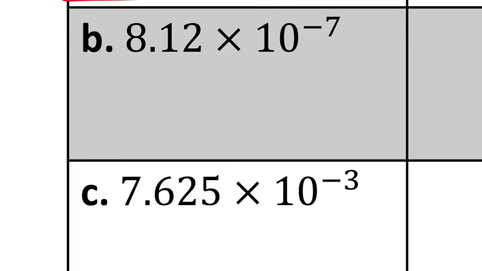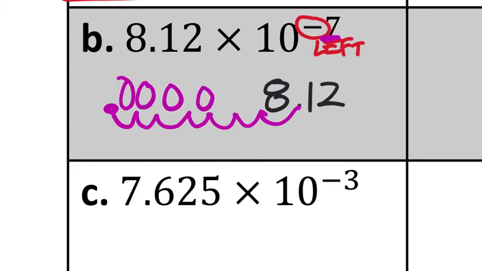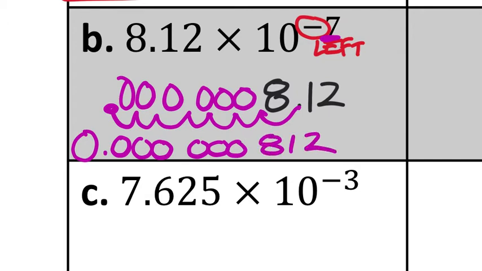On this one, once again, the exponent's negative, so we're going to move the decimal to the left, particularly 7 times. So I'm going to write 8.12, the decimal value from scientific notation. Then I'll show the movement of the decimal to the left 7 times. There's one place value, 2, 3, 4, 5, 6, 7. So that's where the decimal will be. Any empty place values become zeros. Bam. So this ends up being 0. How many zeros is that? 1, 2, 3, 4, 5, 6 zeros, 8, 1, 2. And now this is in standard notation, my bad.